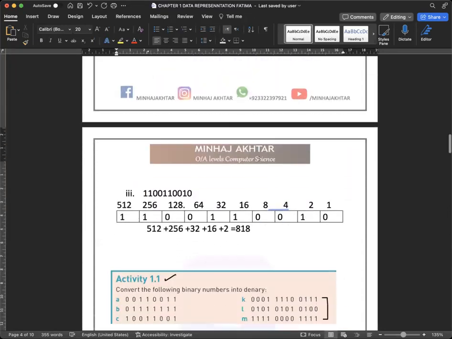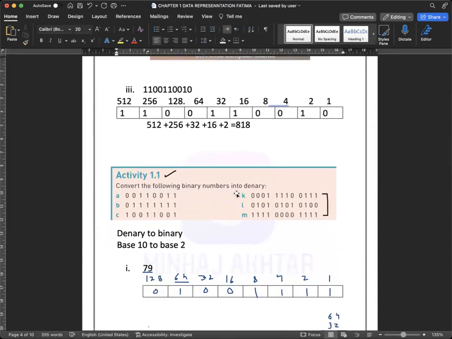Okay, now we have activity 1.1. I'm giving you this in your homework. I have shared the homework in your WhatsApp group. You have to attend any 3 questions of it. Any 3, right? Are you getting it or not? Okay. That's good.